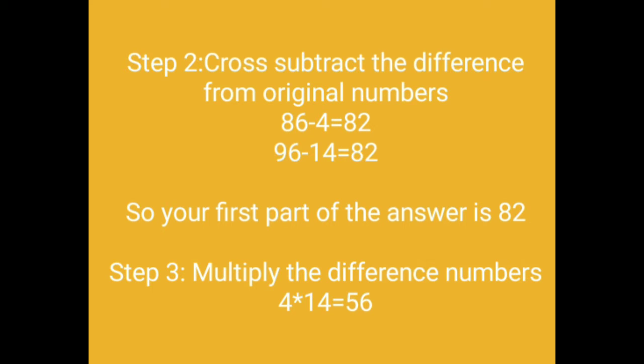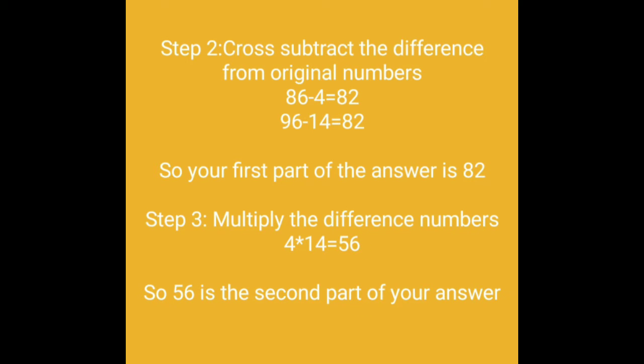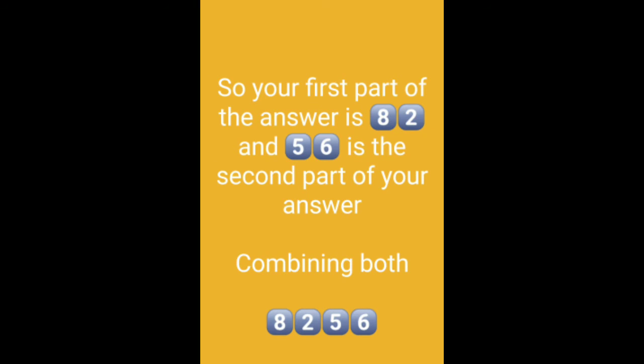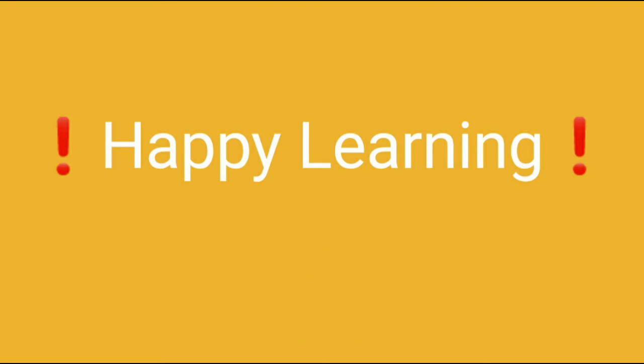Now let's move on to the next step to find the second part of your product. To find the second part of your answer, just multiply those difference numbers. That is 4 into 14 is equal to 56. So 56 is the second part of your answer. So that was such an easy trick to find your second part. So your complete answer is 8256. So the product of 86 and 96 is 8256.